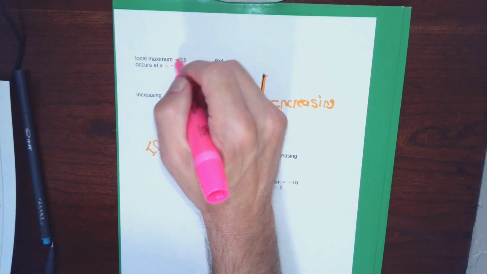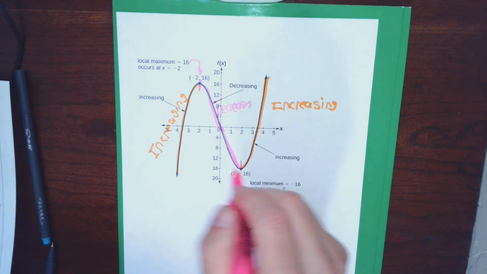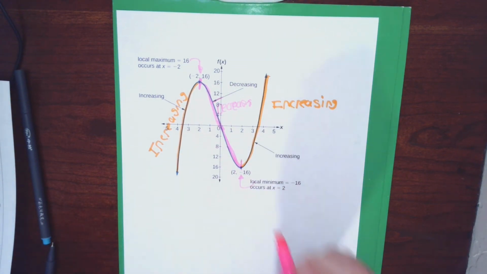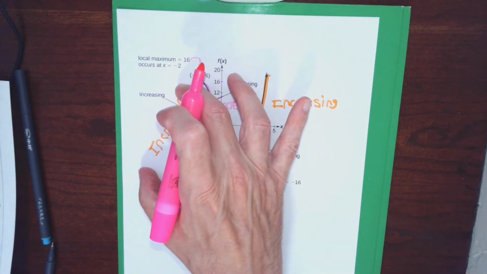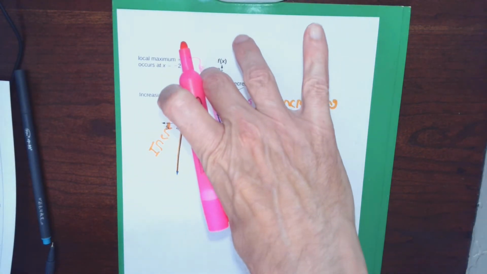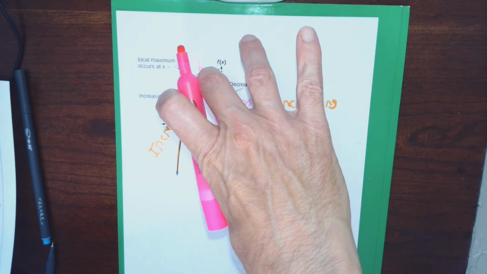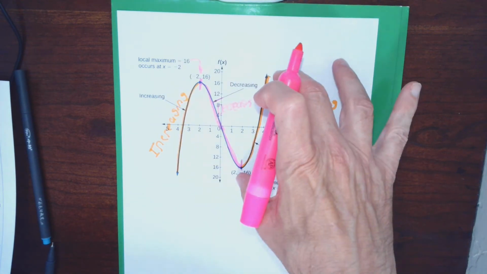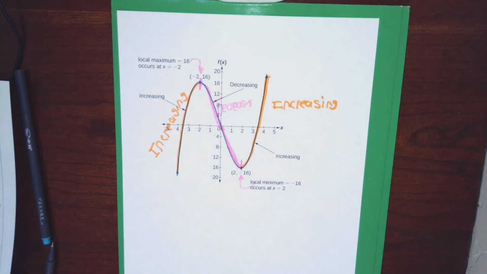Of course, there's the local maximum, there's the local minimum, and to the left of the local maximum, the graph is increasing. Between the local maximum and the local minimum, the graph is decreasing. To the right of the local minimum, the graph is increasing again.